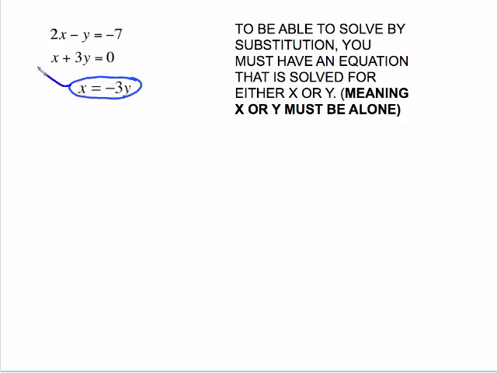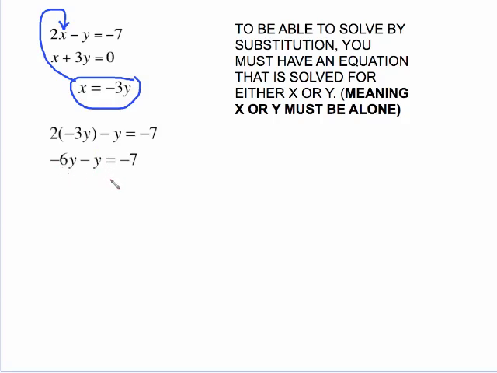That's the one I'm going to substitute into this equation. Not this one, because this is the equation I rewrote to get this. So that x equals negative 3y has to be substituted into the other equation. So putting negative 3y in place of that x gives us this statement. Clean that up, negative 6y minus y.